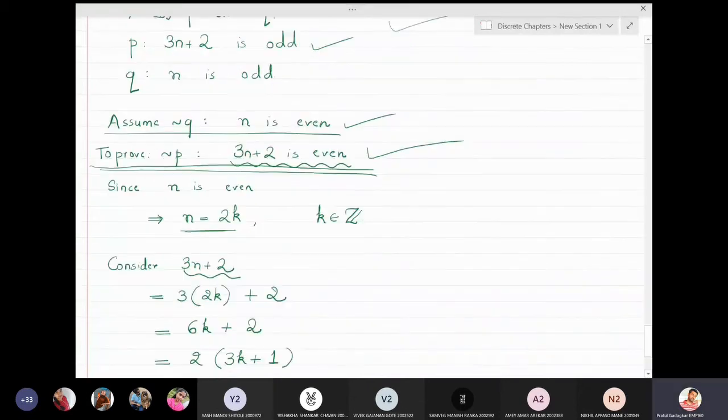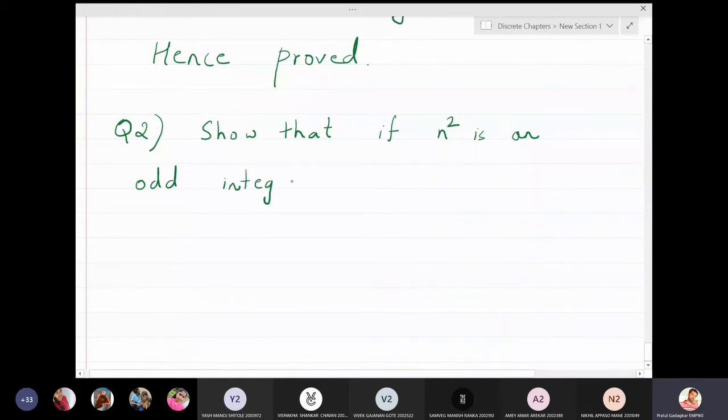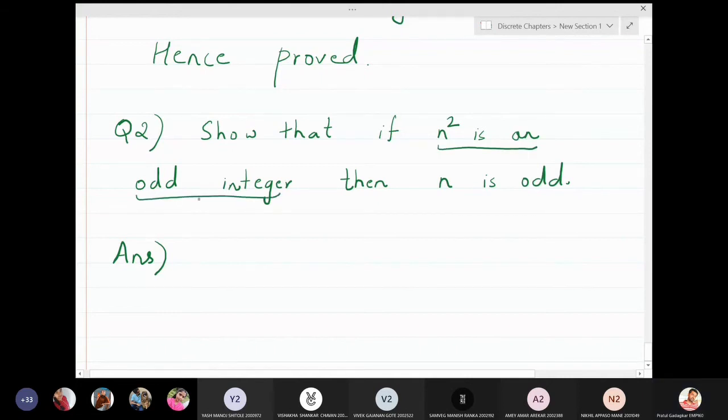Let's move to the second problem. Question 2. Show that if n square is an odd integer, then n is odd. So if n square is an odd integer, this is P, and then n is odd, this is Q. So what is P here? P is n square is odd, and Q is n is odd.